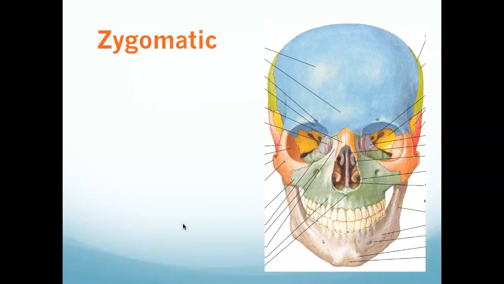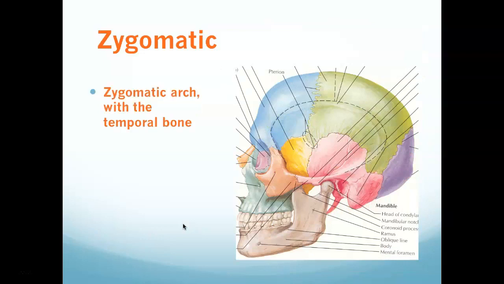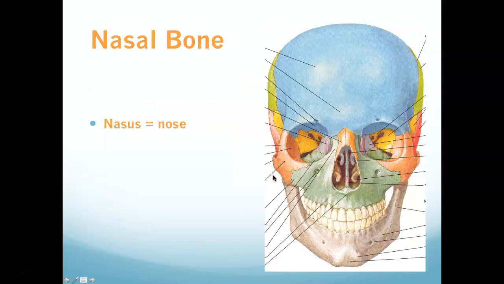Next we have our zygomatic bone, and as I mentioned earlier, this makes up, or helps make up, your cheekbones. Zygoma means to yoke or a bar joining. So you can see how the zygomatic arch at this point is joining the zygomatic arch on our temporal bone to create that cheekbone. The zygomatic bone itself makes up the anterior portion of our cheek though.